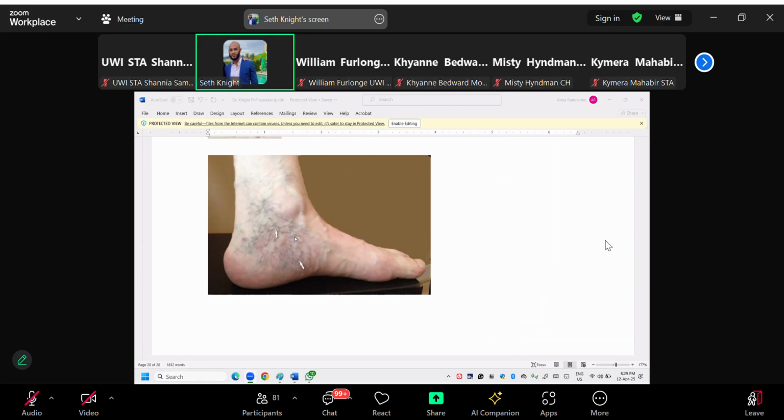Fantastic, right? So this is a corona radiata or corona phlebectatica. So it's like a crown pattern appearance. Yeah, this is corona phlebectatica. Which C stage is this?